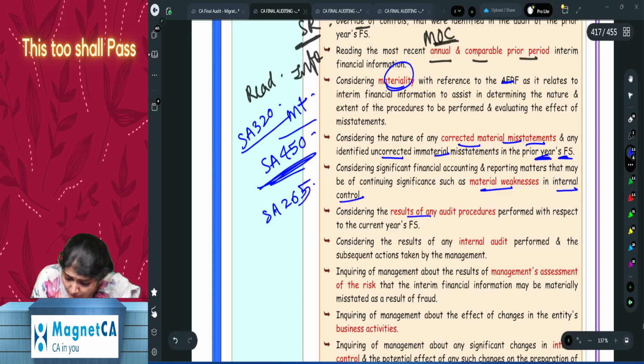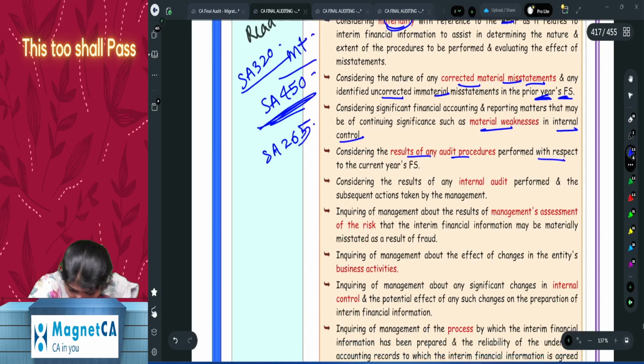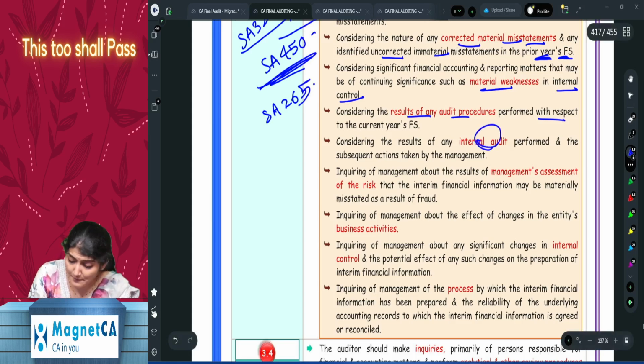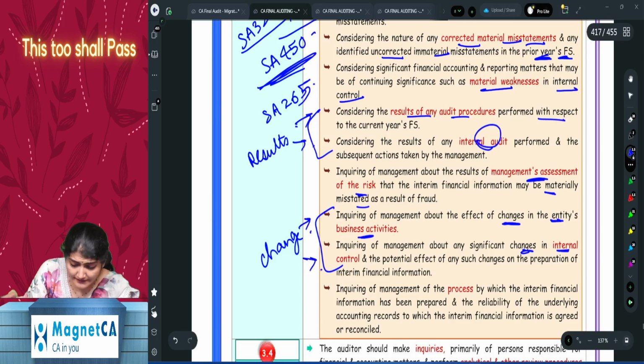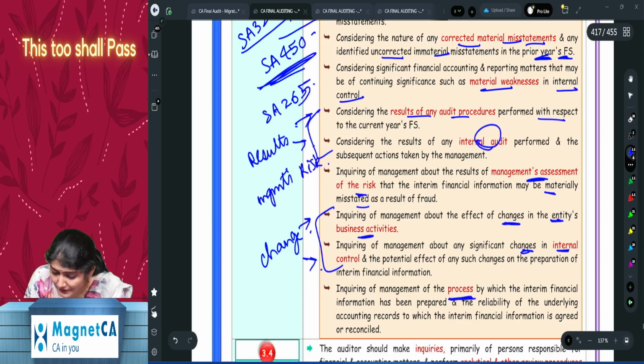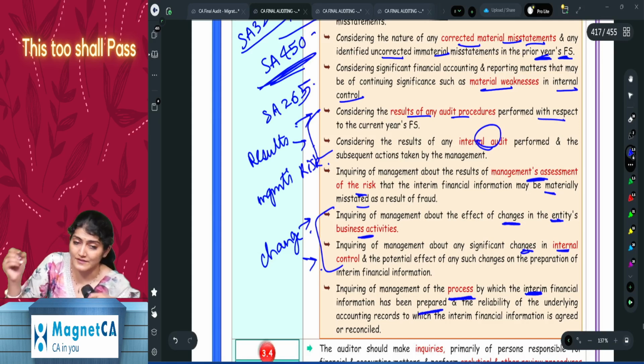Right? The results of audit procedures with respect to the current year. Then the results of the internal audit. Then management's assessment of the risk that interim information may be materially misstated. Then inquiry regarding change in the business activity. Inquiry regarding the change in the internal control. So one, you look into the results of audit procedures, then the results of internal audit, then change in business activity, change in internal control. Then you also look into the management's assessment of the risk. And then after that, inquiry of the management of the process by which the interim information is being prepared.